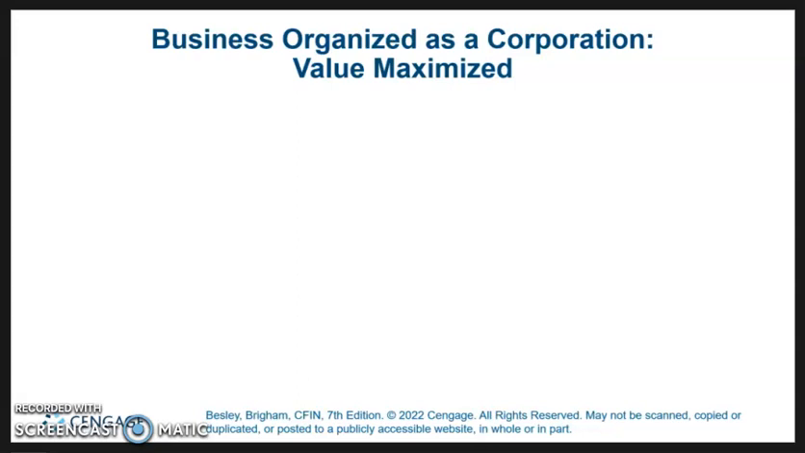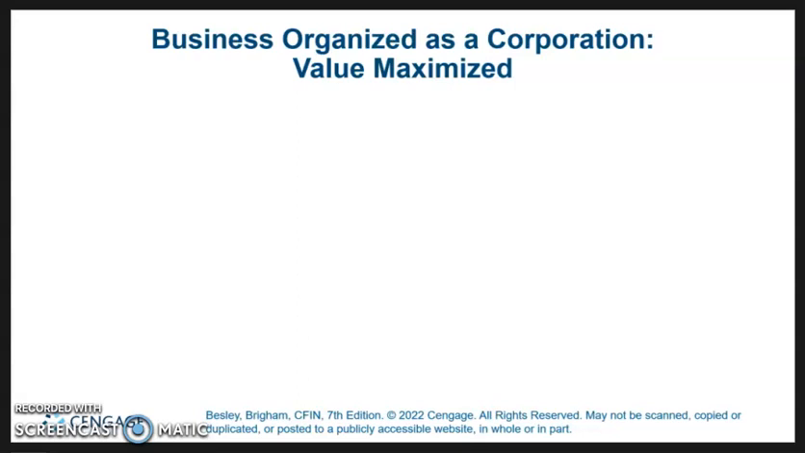And now we're going to talk about why, this is lecture 3 from chapter 1, CFIN7. We're going to talk about why the corporation results in value maximization.